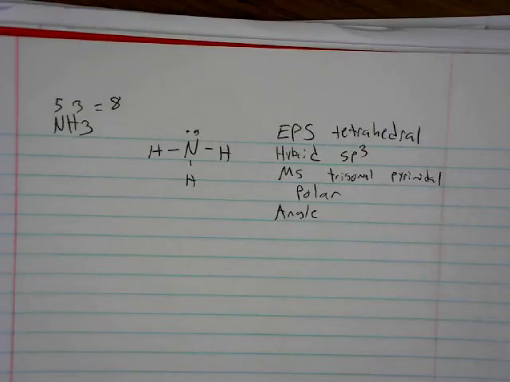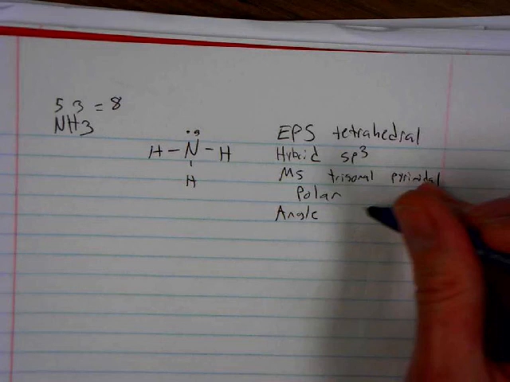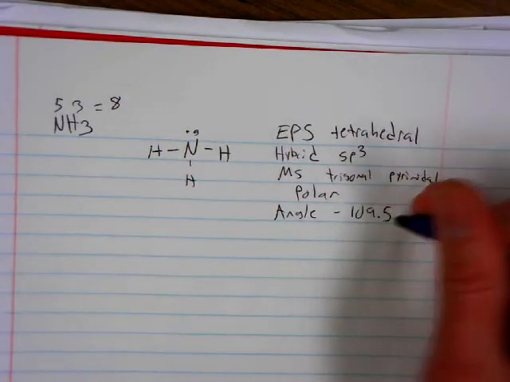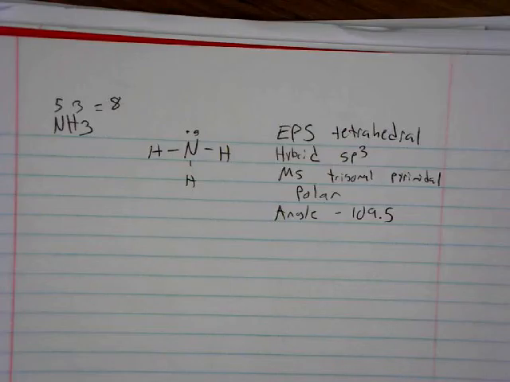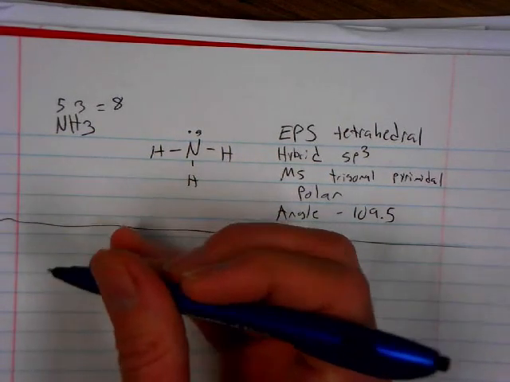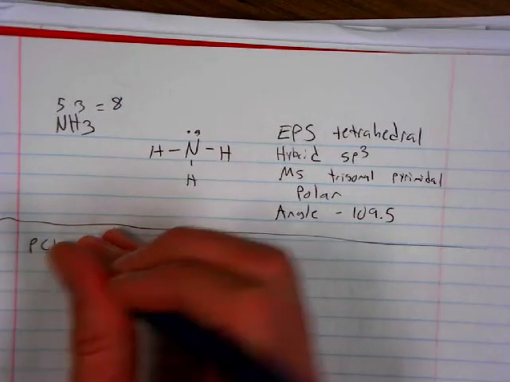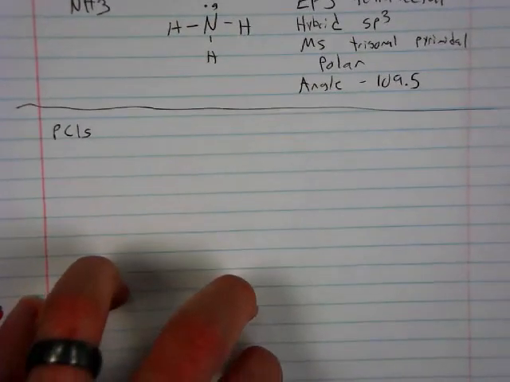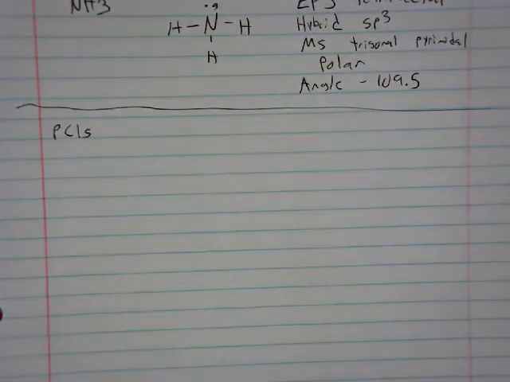Polar or non-polar? It's polar, right? Because I have an uneven distribution of charge here. Agreed? Definitely polar. What about the angle? 109.5. Whenever it's tetrahedral, it's 109.5. We'll talk more in a second.